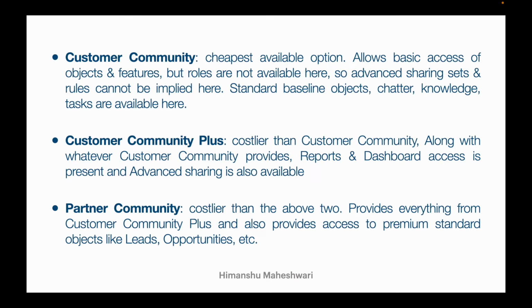Now let's see the different licenses available and what specific features do they provide and what are the options in terms of pricing, right? So the first one is the customer community license, which is the cheapest available option, right? It allows you the basic access of objects and features. Roles are not available here, which means you cannot apply sharing sets and sharing rules. Cool. You have standard baseline objects and then chatter, knowledge, tasks. These objects are also available here.